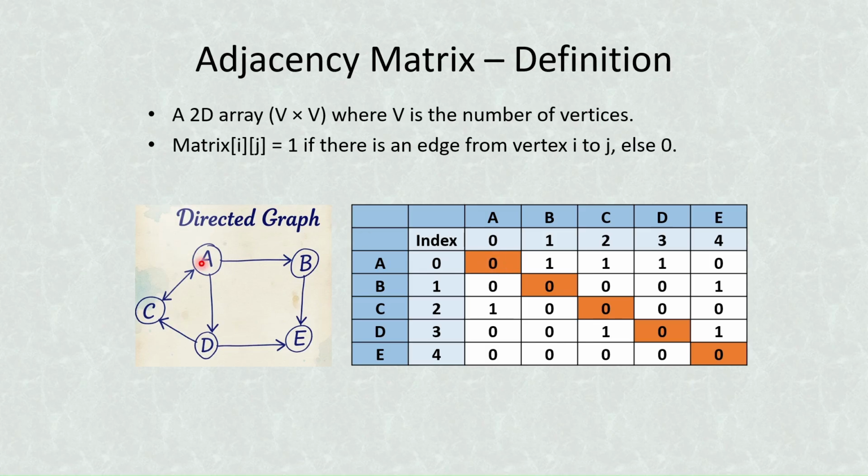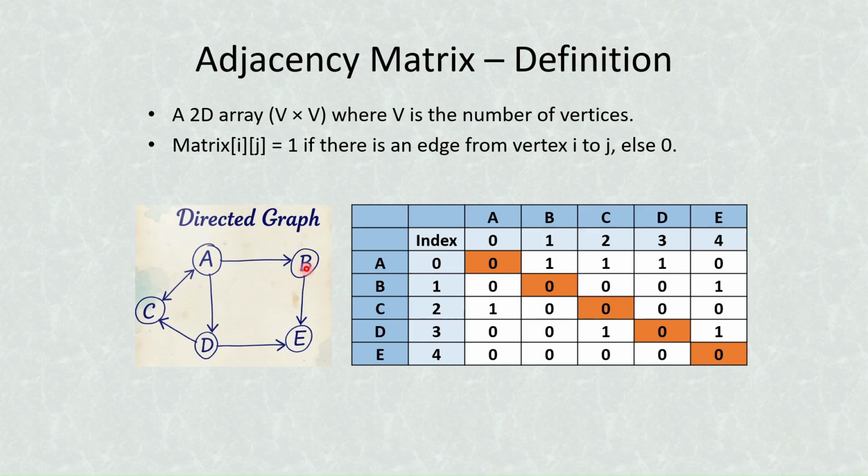And if you observe, there is an edge from A to B, C and D. So we will make those entries a 1, for B, C and D. The entry for E will be 0 as there is no edge from A to E. Now we will see the same thing for B. If you observe, from B you cannot go to A. So the entry will be 0 here in this case.